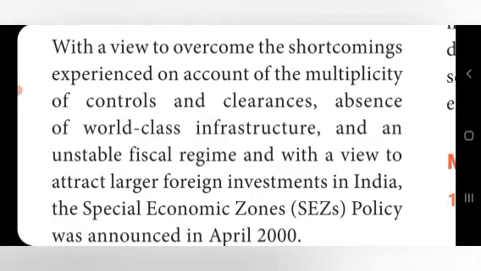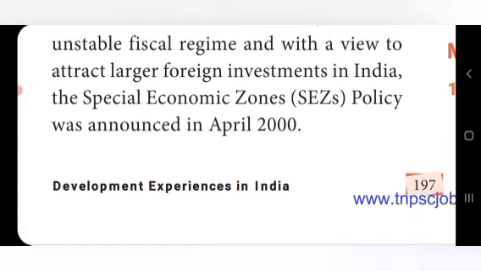Because of this inconvenience, we cannot attract the larger foreign investment. So we need a special economic zone, which is SEZ. The special economic zone policy was announced in April 2000. So this is a one mark answer.